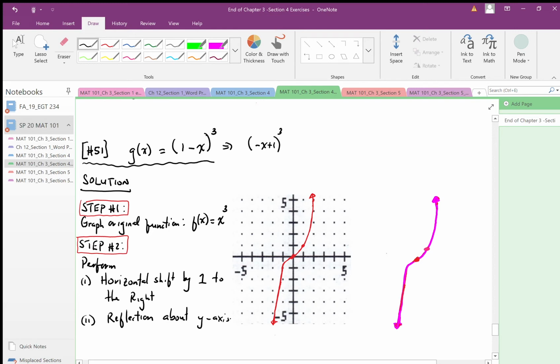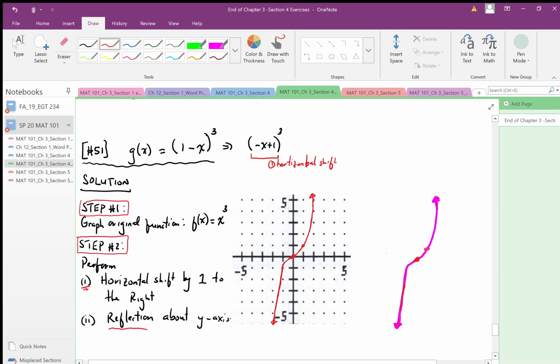Okay, so in this case, again, you're looking at the parentheses, and this tells you and I that there's a few things going on here. Within this parentheses, we have a horizontal shift, which we have right here. And then we're also going to have a reflection about the y-axis.